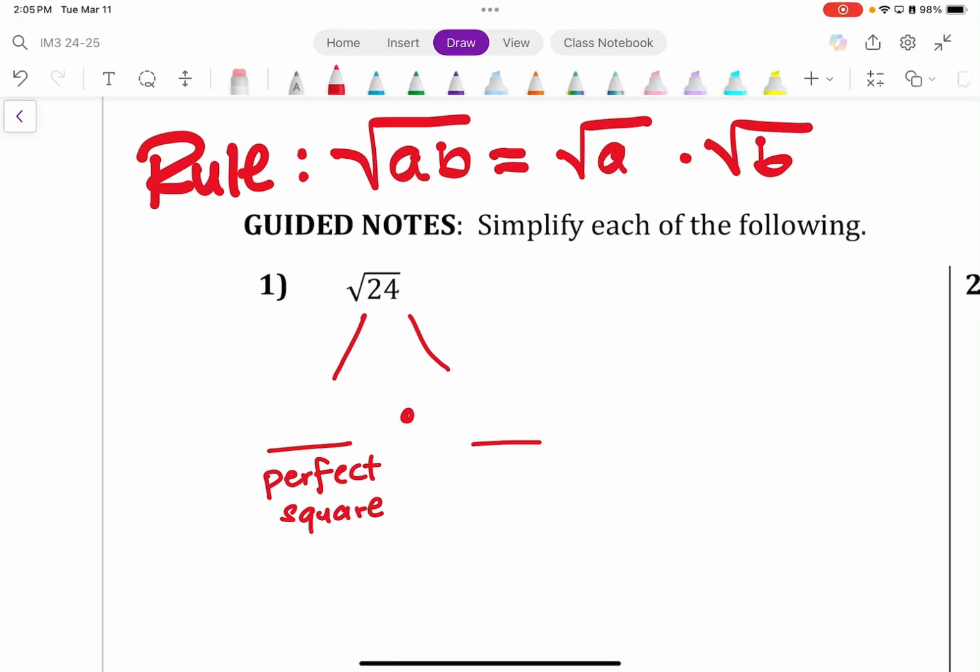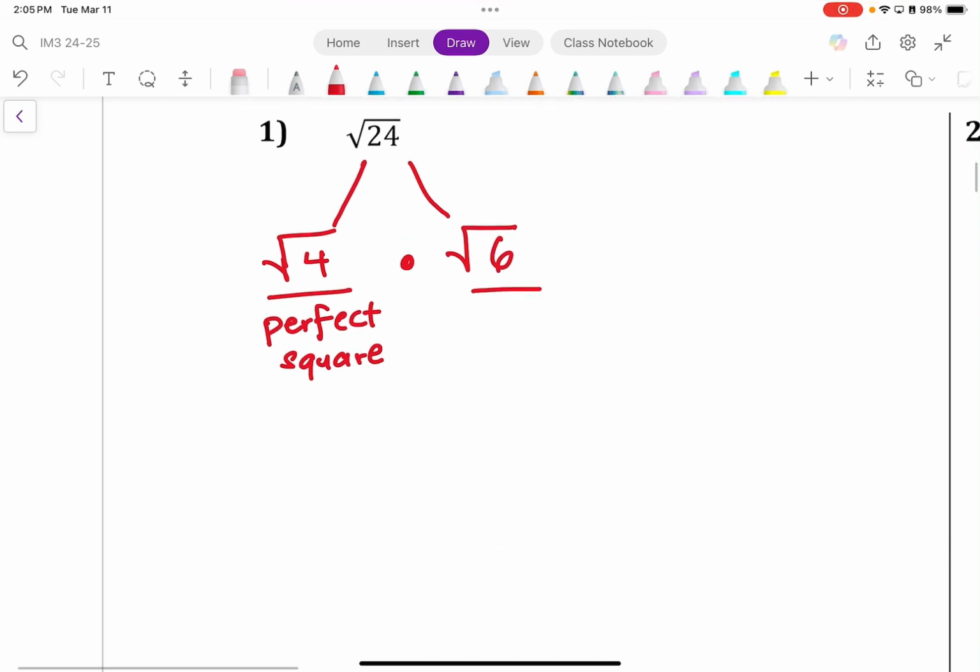Very good. So I'm going to split up the square root of 24 into the square root of 4 times the square root of what? 6. Now, because the square root of 4 is a perfect square, I can solve that. The square root of 4 is 2 as a whole number.